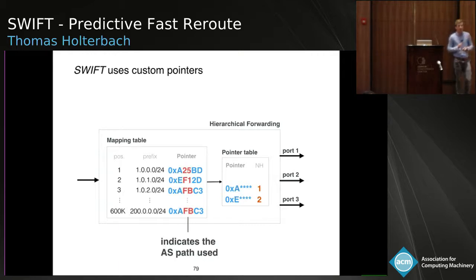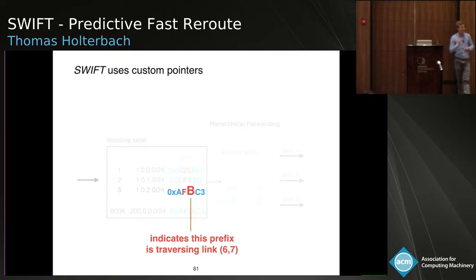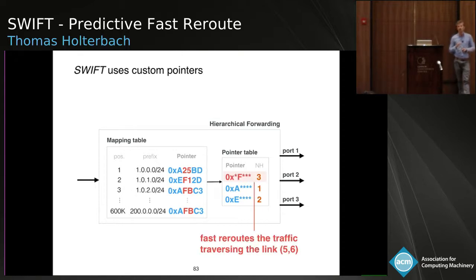Then Swift also encodes in the pointers the AS path each prefix is using. So for example, for that prefix here, F means that this prefix is traversing the link 5-6. B means this prefix is traversing the link 6-7, and so on. So now, upon the failure of the link between 5-6, Swift adds a high priority rule in the pointer table, which matches on F. And this single data plane rule will reroute all the traffic traversing the link 5-6. And this makes the convergence very fast.